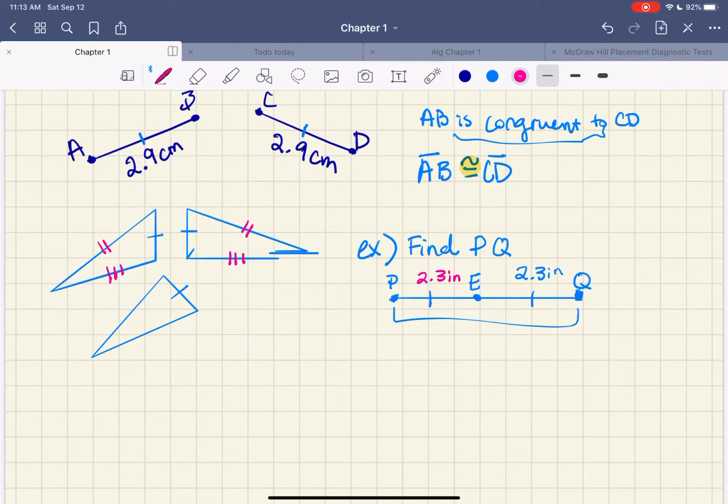So why don't you do this one the rest of the way. It's going to be kind of a try problem. At the end, you should get 4.6 inches, and I'm pretty confident that you guys did well with that.